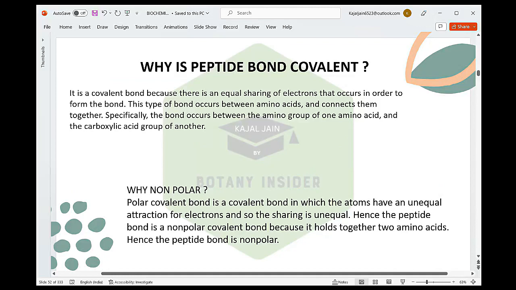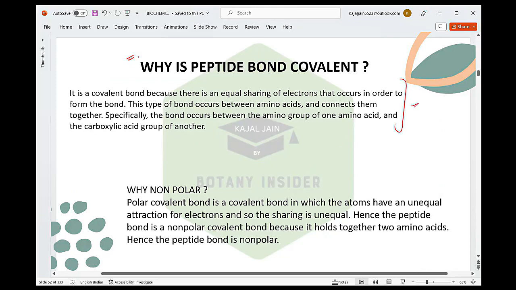Now we have one question: why is a peptide bond covalent in nature? There is no trick, you just have to remember it that way. Some things you can make your own mnemonics for, but I didn't make any mnemonics for that particular thing. I'll try if I can, but at present I don't have it.